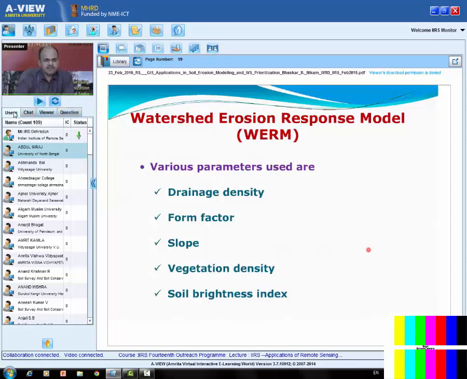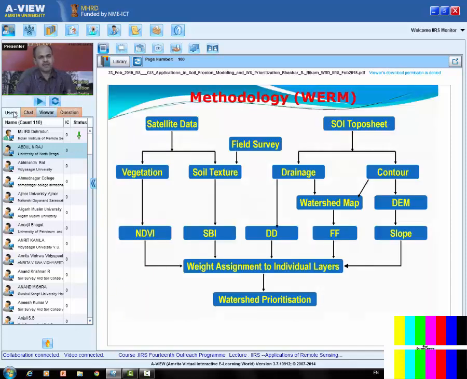Alternately, there is another technique called the watershed erosion response model, where you can take into account the morphological factors like drainage density, form factor, slope, the vegetation condition like vegetation density, or the soil properties like soil brightness index, and then you can assign weightage. So we'll try to see, using 3 case studies, how watershed prioritization can be done, and based on your criteria how the prioritization results vary.